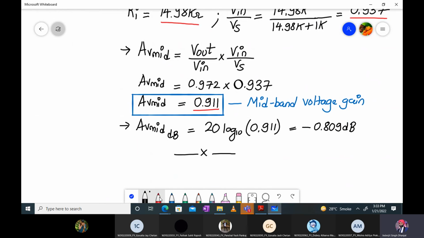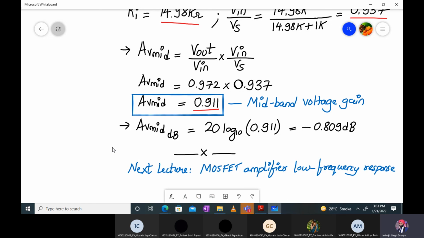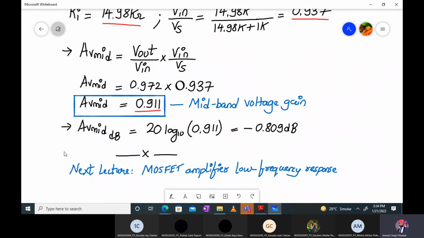Next time, I will write down what we will begin. Next lecture, we'll begin with MOSFET amplifier low frequency response. I will give you all some numericals to calculate the various parameters such as lower cutoff frequency and mid-band gain. But until then, you all please calculate those values for BJT parameters for those numericals.